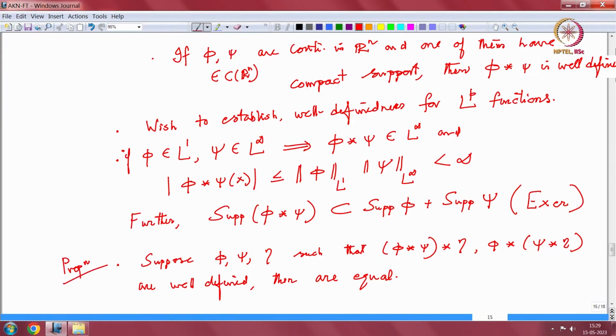So, I think I will stop here and we will continue the lecture tomorrow. More on convolutions and all that, we will prove it in the next class.